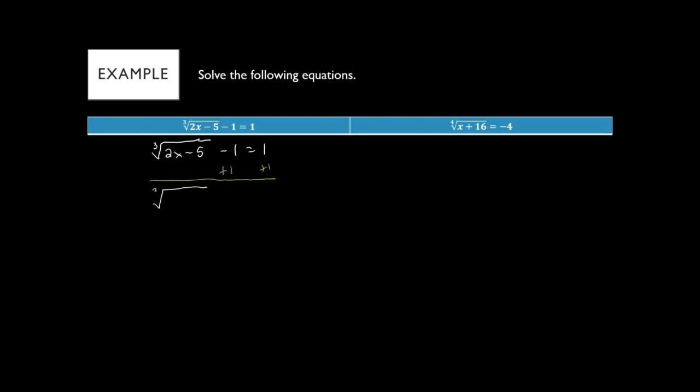So that gives me the cubed root of 2x minus 5 equal to 2. And now to cancel out a cube root, you cube both sides. So instead of a 2, we're now raising each side to a 3 for the exponent. And so that will cancel out the cube root, and you are left with 2x minus 5. And then 2 cubed is equal to 8.